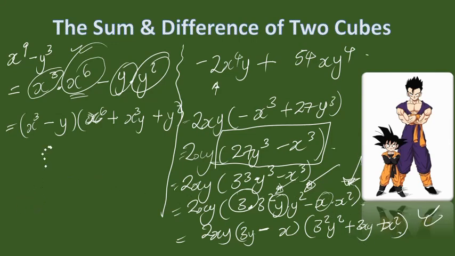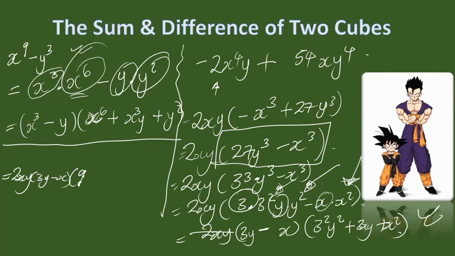I'm sure you can do that. Let me see. I have a 2xy. This is 2xy in case you don't see it properly. That is this part here. I have a 3y minus x. And then I have 3 squared, which is the same as 9. I have a y squared. I have a plus 3xy. And I have a plus x squared. Done. Fully factorized.